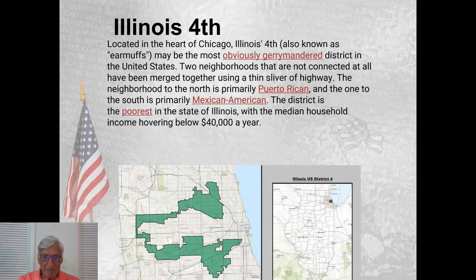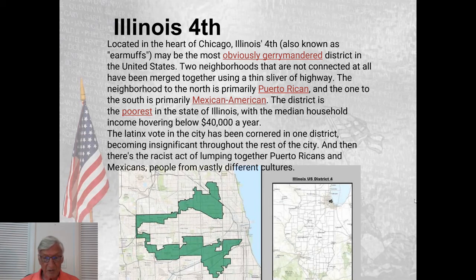Mexican American area. And while they both are Latin kind of populations, they are Latin populations that really don't have a great deal in common. The median household income here is also very low, hovering below $40,000 a year. These are called the earmuff districts.